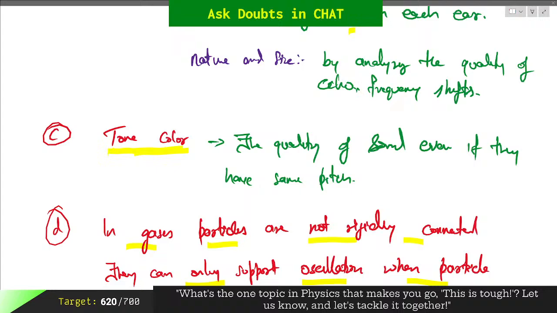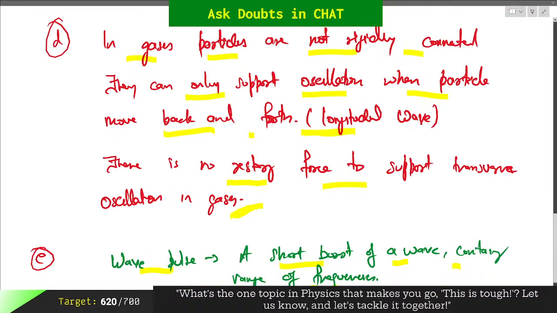So the fourth question is, why can solids support both longitudinal and transverse waves but gases can only support longitudinal waves? So in gases, the particles are not rigidly connected, so they can only support oscillations when the particles move back and forth, which we term a longitudinal wave. And there is also no restoring force, or very little restoring force, available for the gas particles to support transverse oscillation. So that's why transverse waves can't travel in gaseous media.